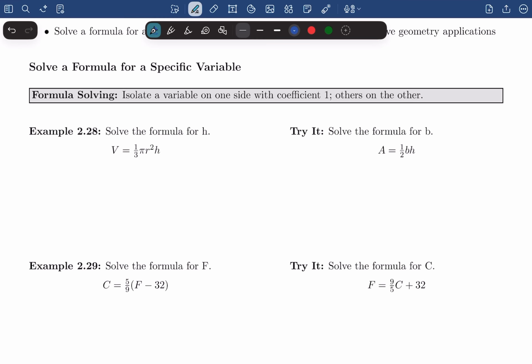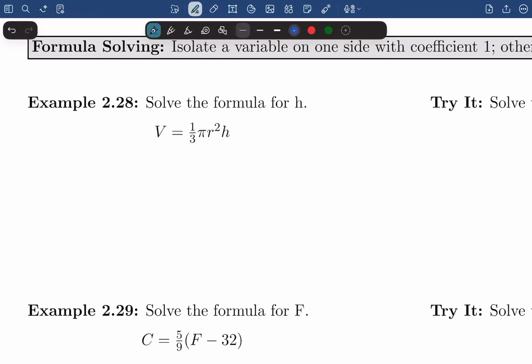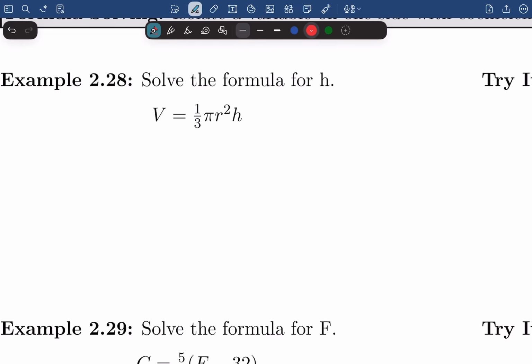In example 2.28, we see the volume formula for a cone. Volume equals 1/3 times pi times the radius squared times height. Okay, so they tell me to solve for the height, h, instead of solving for v. Currently, this equation is solved for v, meaning we got it all alone and it has a coefficient of 1. Well, we need to get h alone, so let's rearrange this formula.